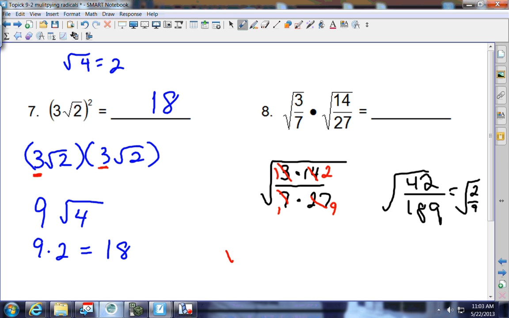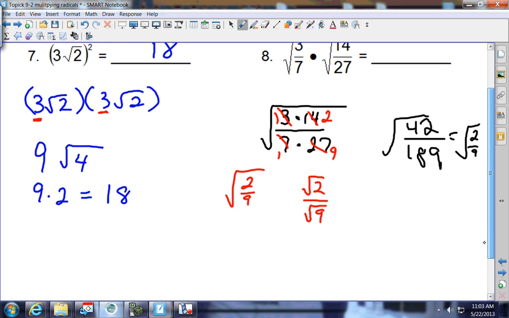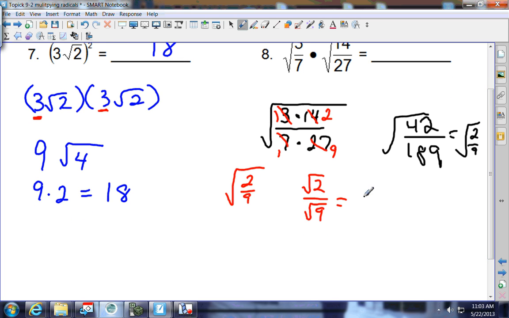Now here's the problem. You can't leave the radical in the bottom. But if you look at this, I can write it as the square root of 2 over the square root of 9. What is the square root of 9? It's 3. So the top stays the square root of 2, and the bottom is 3. This is your answer. That is as simple as it goes.